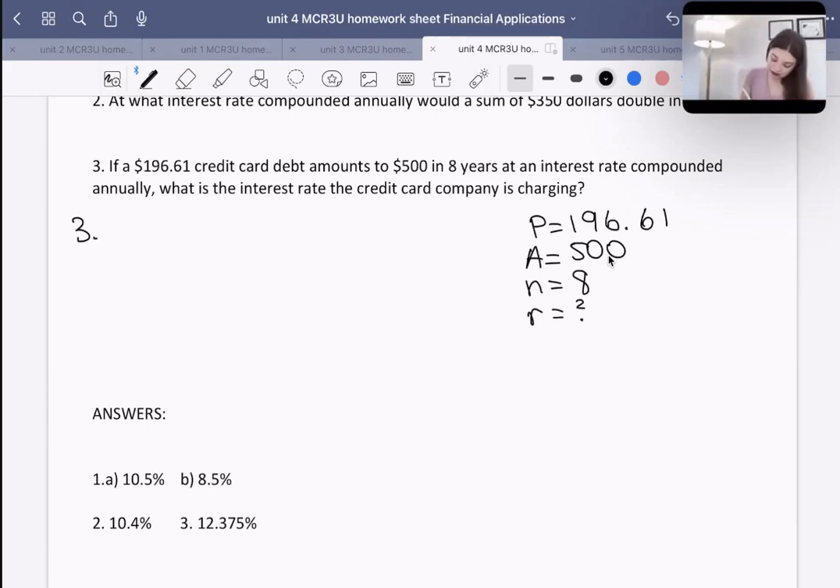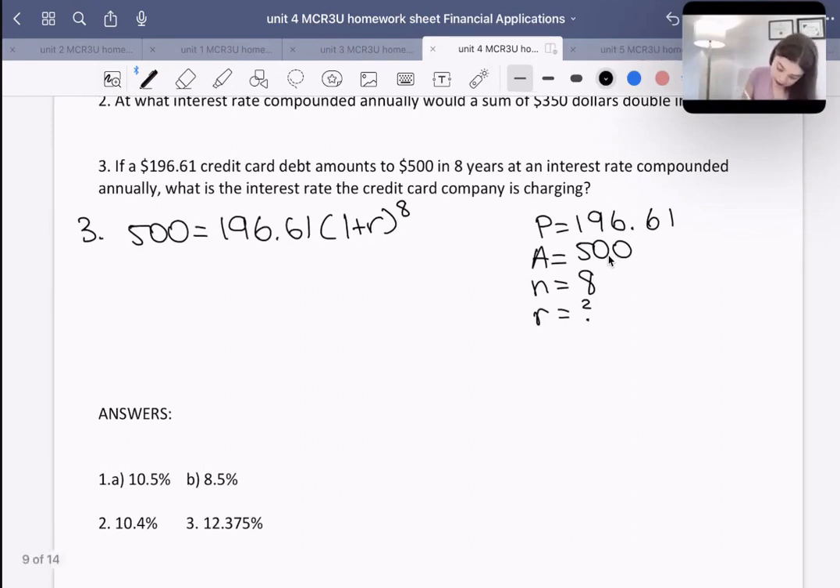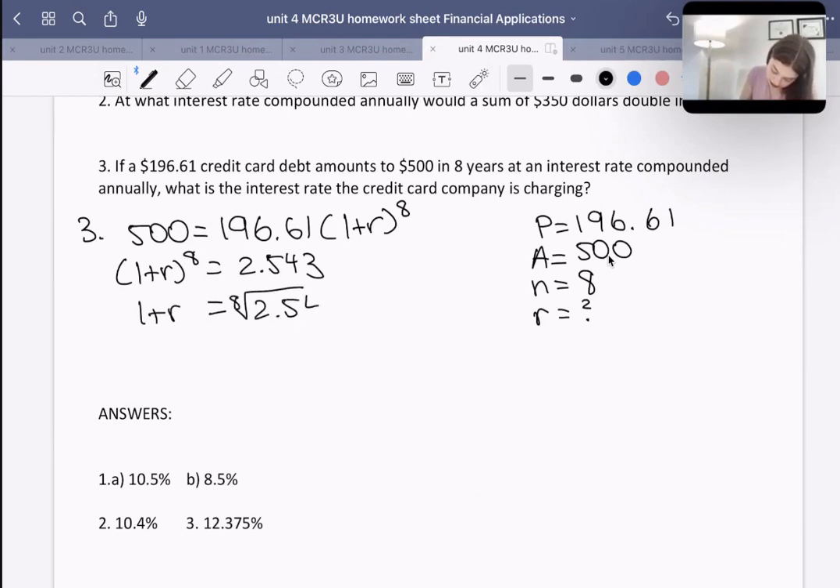So let's plug those numbers in. So our 500 is equal to $196.61 times 1 plus the interest rate to the power of n, which is 8. So let's do it. 500 divided by 196.61 is about 2.5. So 1 plus r to the power of 8 is equal to 2.543, like that. And then we're going to take the 8th root of both sides and punch the right side into the calculator.